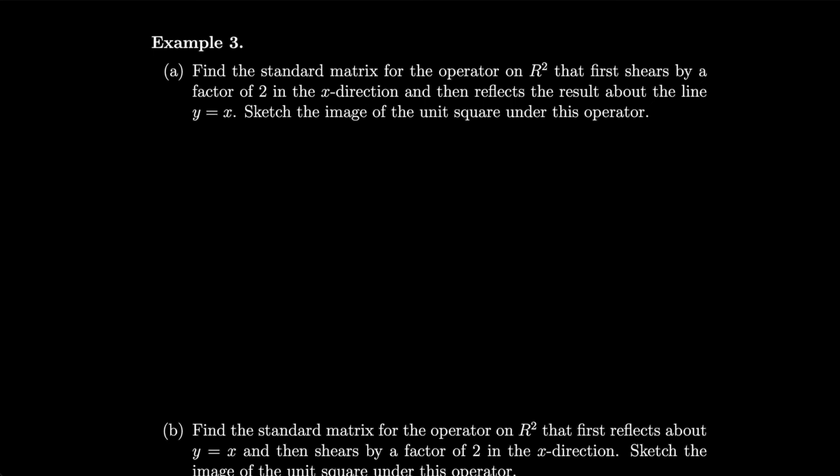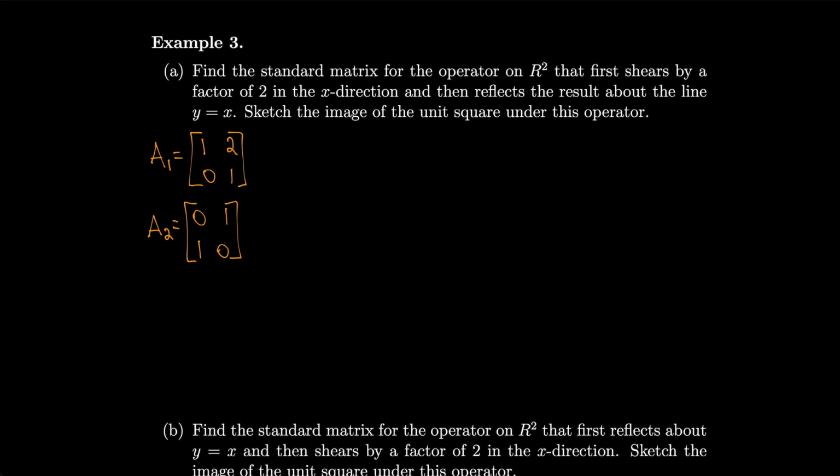As an example, how about we find the standard matrix for the operator in R2 that first shears by a factor of 2 in the x direction and then reflects the result about the line y equals x. We'll sketch the image of the unit square under this operator. So let's find the first matrix to shear this thing by a factor of 2. So that's just (1, k) where k is 2, (0, 1), because it's in the x direction, so it goes in the upper right corner. And then our second matrix is the reflection about the line y equals x, so we'll just swap the ones along the other diagonal, because we're swapping x and y.